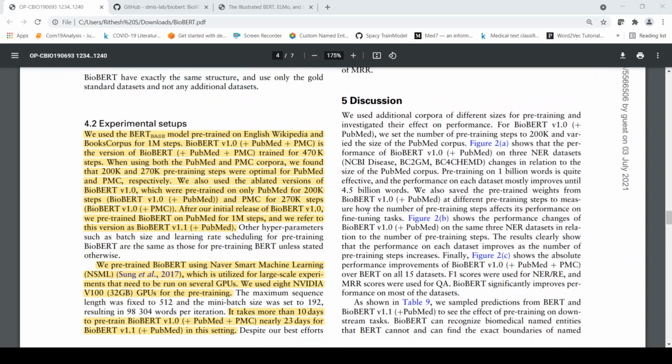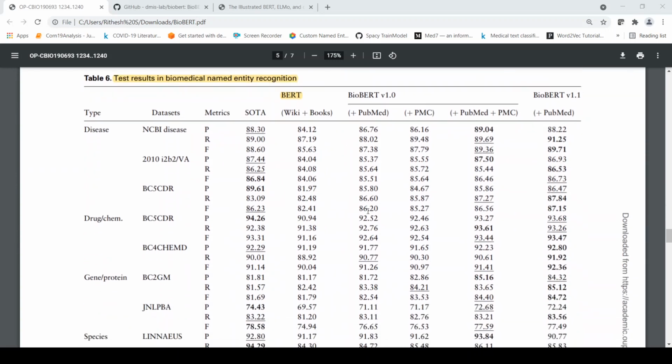Okay. So now let us look at the results. So what they say is that the state of art for NER which they have used in this paper typically uses BiLSTM plus CRF models. And here are the results of your BioBERT v1.0. So this is with PubMed abstracts alone, right? This model is with PubMed Central articles. This is the model which has been pre-trained on both of them, PubMed abstracts plus PMC articles. And here are the results.